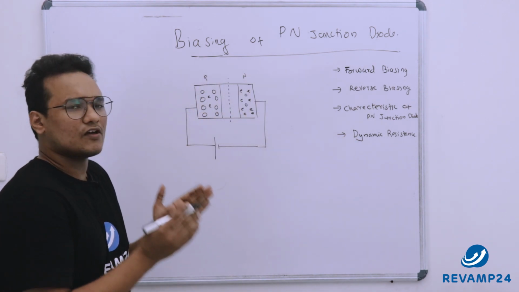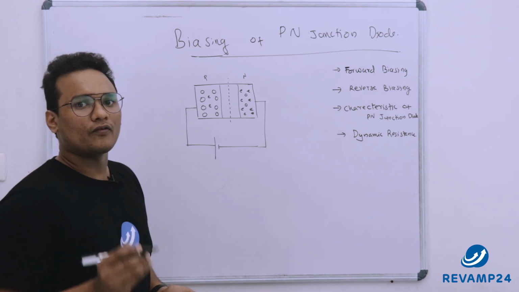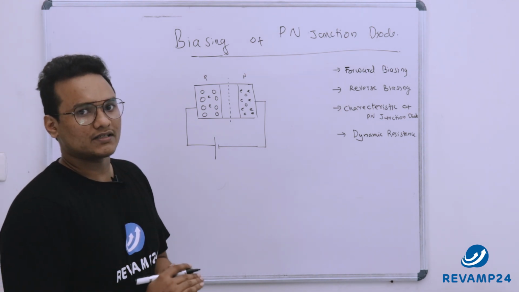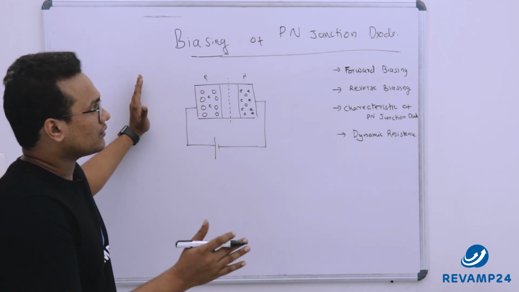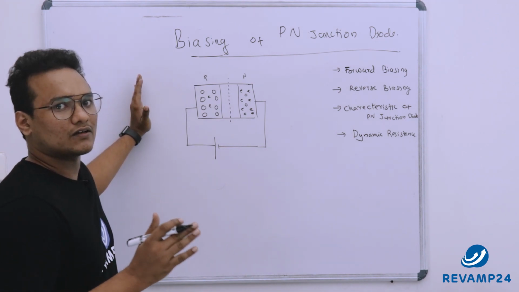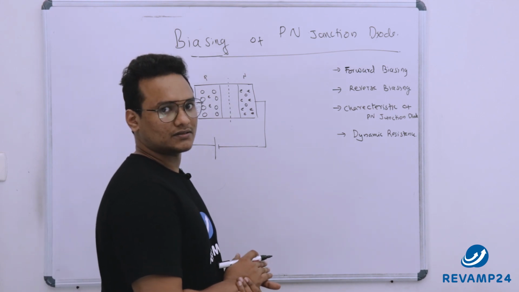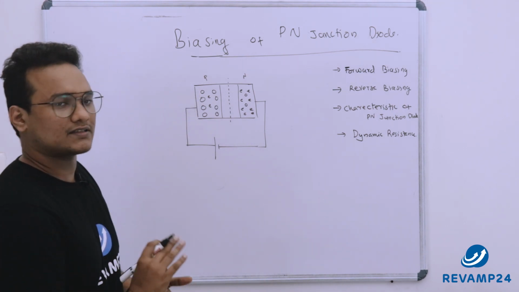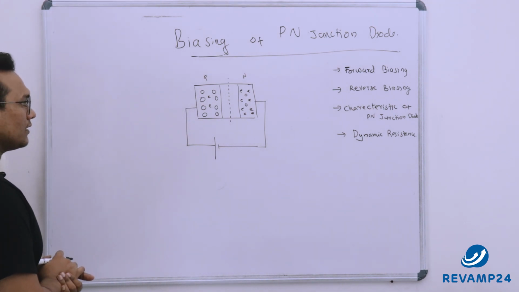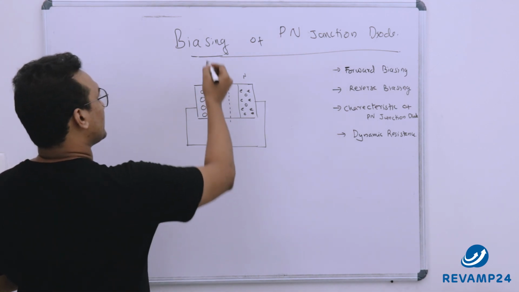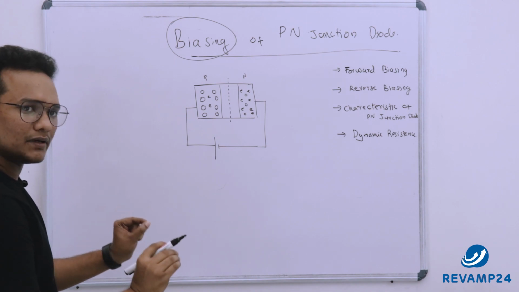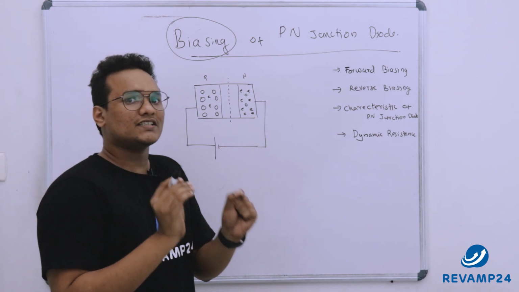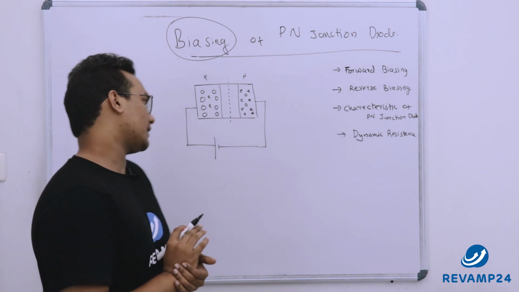Okay, because this is a very important portion for your board examination, and in semiconductors this portion makes up 60% of the total syllabus of the chapter on semiconductors. Okay, now we will see what is biasing. Biasing is simply providing a potential difference across a PN junction diode.